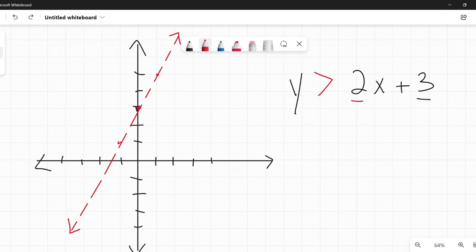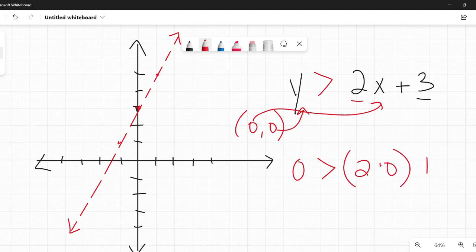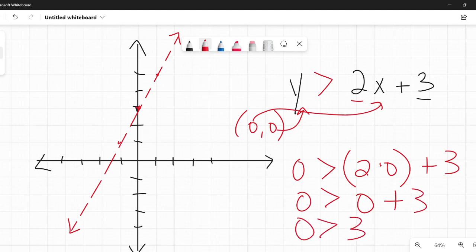And woohoo, in this case it's not on the line, so I can use it. I'm going to use 0, 0 as my test point, and plug in 0 for x and 0 for y. So 0 is greater than 2 times 0 plus 3. So 0 is greater than 0 plus 3. 0 is greater than 3. Is that true? No, that's not true. 0 is less than 3. So I know that the side of this line where 0, 0 is not the solution. It's going to be this side up here.